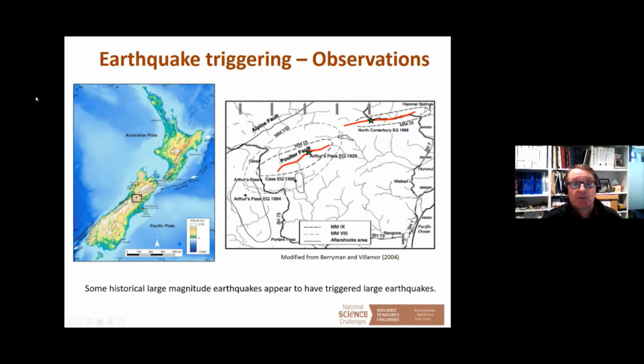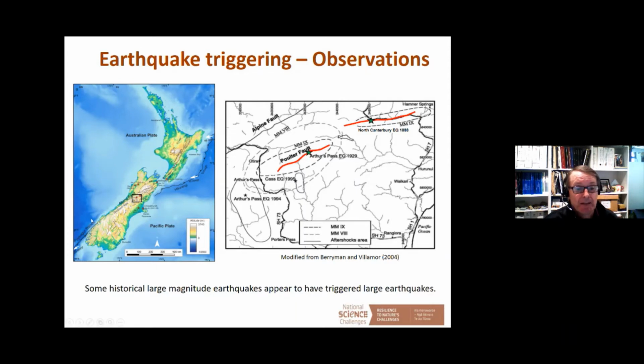So lastly, I just want to talk a little bit about earthquake triggering. It's a very common phenomenon. The reason, again, for talking about earthquake triggering is that if we have an earthquake, if we understand the triggering process a bit better, then we can start to think about what might happen next.